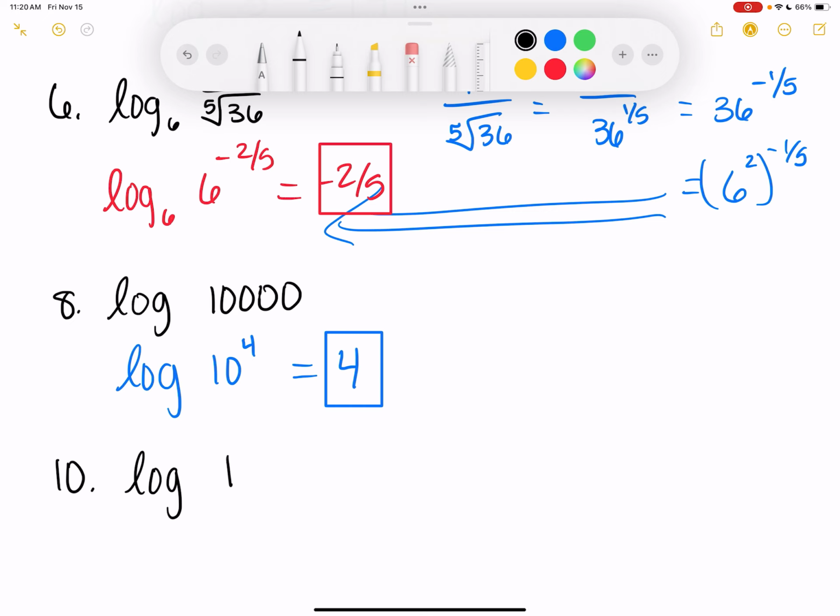Log of 10 to the negative 4. What will this be equal to? Negative 4.